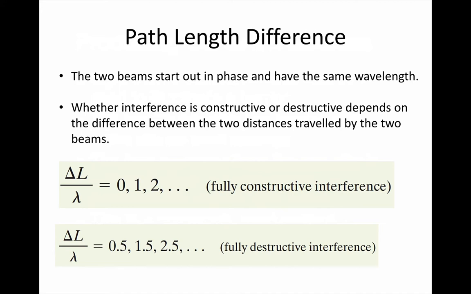So, we start with the fact that the two beams are in phase and have the same wavelength. So then, the type of interference will only depend on the difference between the distances travelled by the two rays. We will use the symbol delta L to mean the path length difference. If delta L is a whole number of wavelengths, then peaks coincide, and we have constructive interference. When the difference between the distances is half a wavelength, or any whole number plus half a wavelength, then we will have destructive interference.